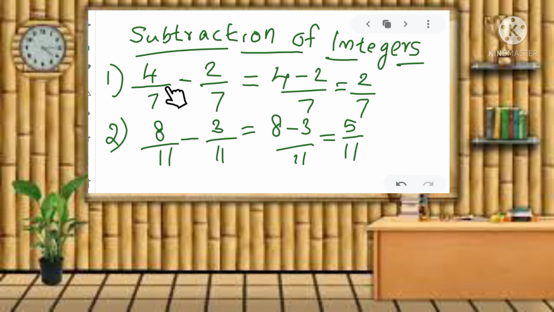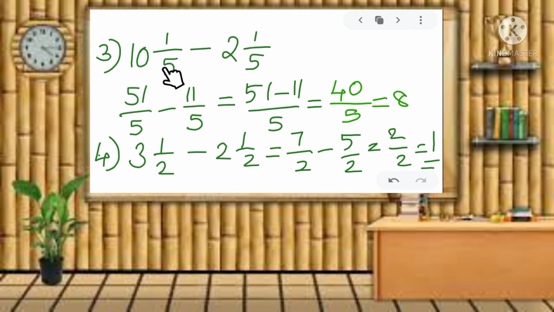First we want to check for like fractions. 4 by 7 and 2 by 7. 4 minus 2, 2, 2 by 7. 8 by 11 minus 3 by 11. 8 minus 3, 5, 5 by 11. Next 10 1 by 5 minus 2 1 by 5. 10 1 by 5 is 51 by 5 minus 11 by 5. 51 minus 11, that is 40. 40 by 5 is equal to 8.